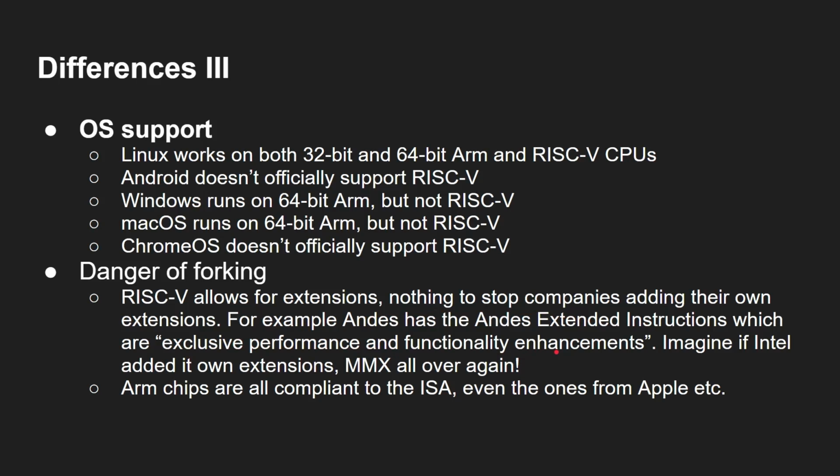So you can see there is this danger of RISC-V breaking up into many different paths depending on which extensions you've used. But in comparison, all ARM chips are compliant to the ISA, even the ones from Apple, from Samsung, from NVIDIA, and they have to pass tests to make sure they are completely doing that, and that stops any danger of any kind of forking down the road. A company says, no, we've added this functionality, and we're not going to do what you want. It doesn't happen. It's all compliant.